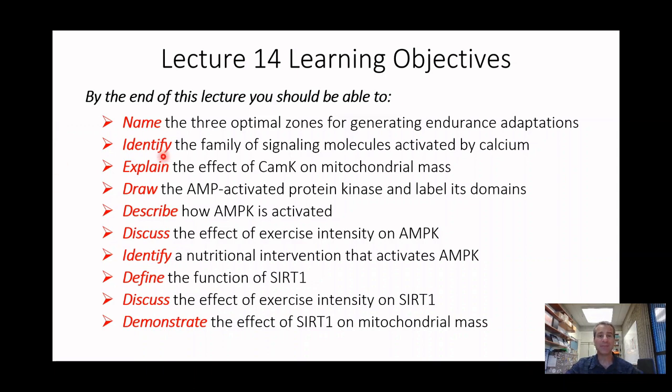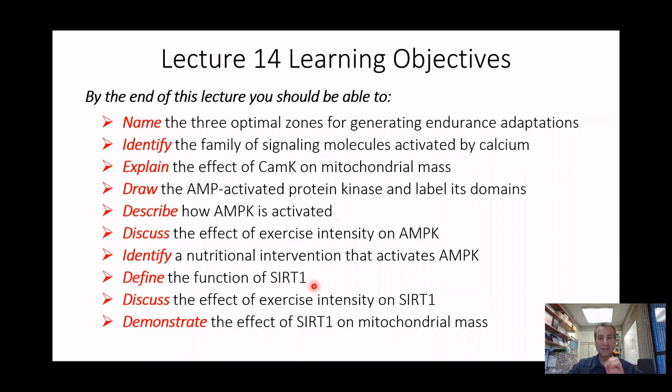You should be able to name or identify a family of signaling molecules that are activated by calcium. Explain the effect of CAM kinase, which is this signaling molecule that's activated by calcium, on mitochondrial mass. You should be able to draw what the AMP activated protein kinase looks like. Label its domains. It's 3 proteins. You should be able to describe how it's activated. Discuss the effect of exercise intensity on AMP kinase activity. Identify a nutritional intervention that activates AMP kinase.